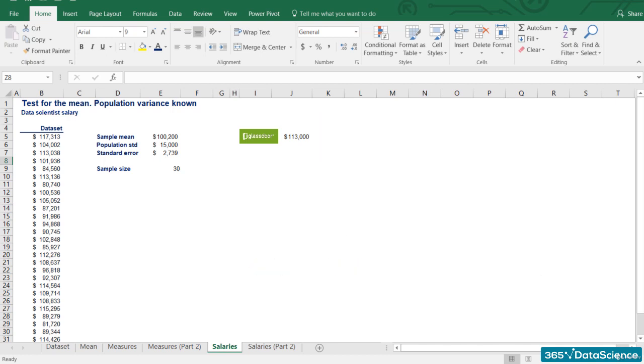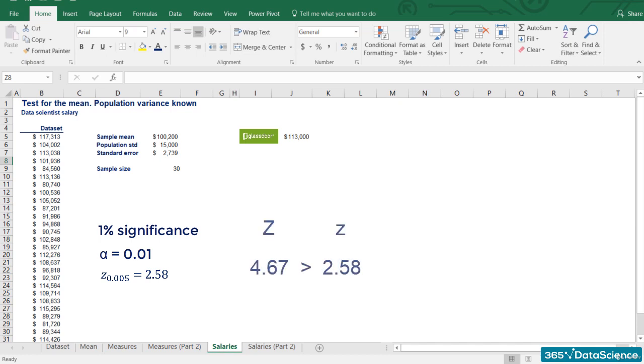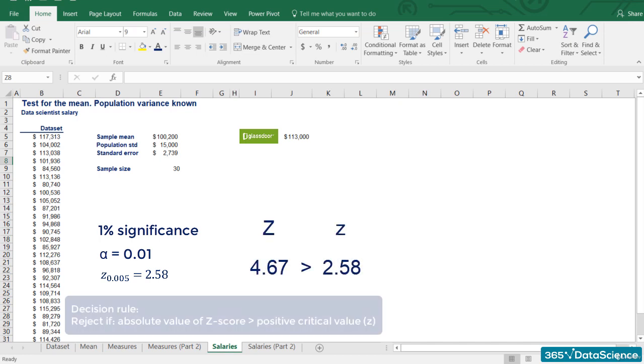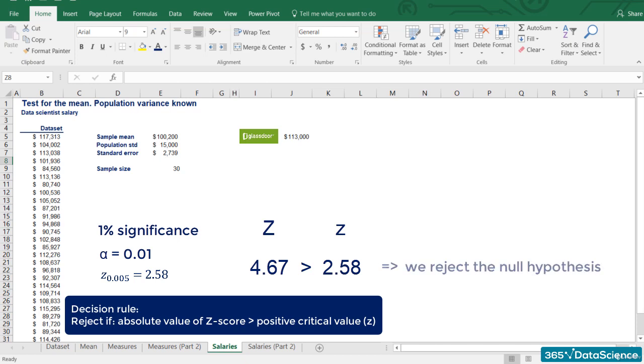What if we had a different significance level? Using 1% significance, we have an alpha of 0.01. So z of alpha divided by 2 is 2.58. Once again, our z-score of 4.67 is higher than 2.58. So we would reject the null hypothesis even at the 1% significance.